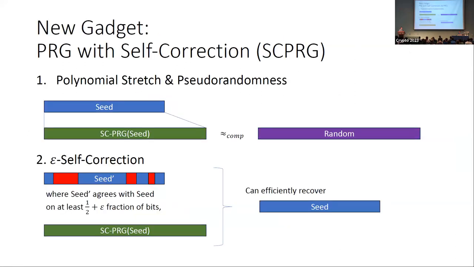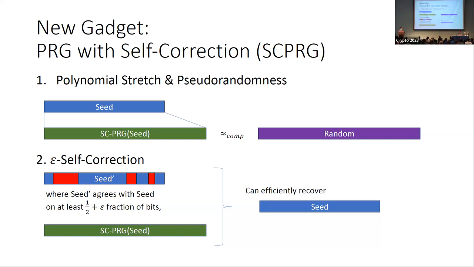And this is a new gadget we introduce in this talk, a PRG with self-correction. What is a PRG with self-correction? It satisfies two properties. The first is the standard PRG definition: we have polynomial stretch, and we have pseudorandomness. Just note that this polynomial stretch may depend on the epsilon for epsilon self-correction. And epsilon self-correction is this new property. What does it say?